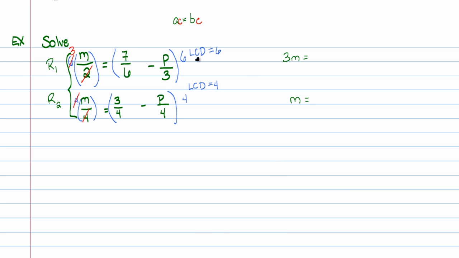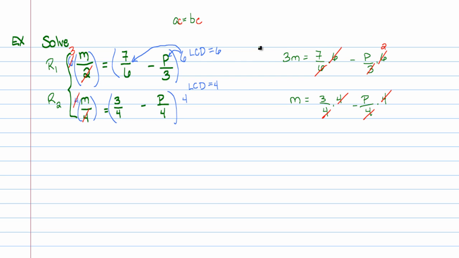And as far as the right-hand sides, I'll distribute the 6 through for the first equation. I'll only do it slowly this one time. Usually I don't like to take my time doing this, but first equation, you'll have 7/6 times 6 minus p over 3 times 6. Second equation, you'll have 3/4 times 4 minus p over 4 times 4. Usually, like I said, I do not like to waste my time doing that, but it's to illustrate something. 6 goes into 6 very nicely, and 3 goes into 6 twice. 4 goes into 4, 4 goes into 4.